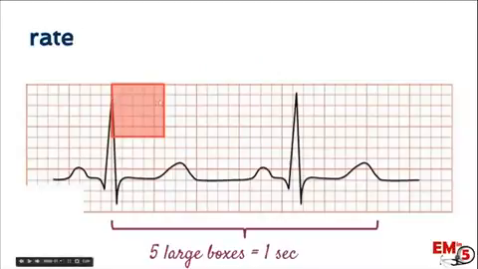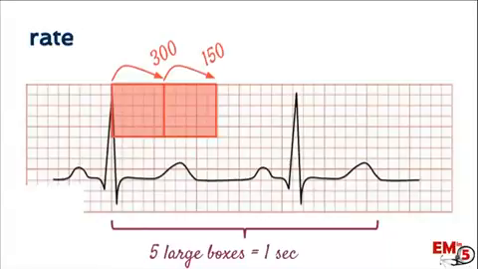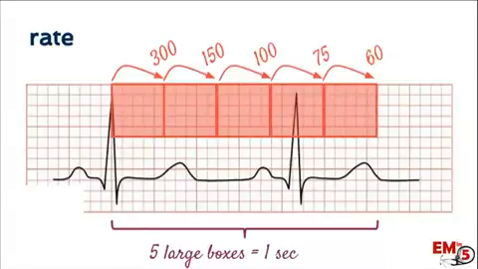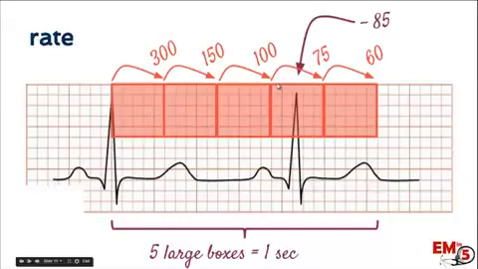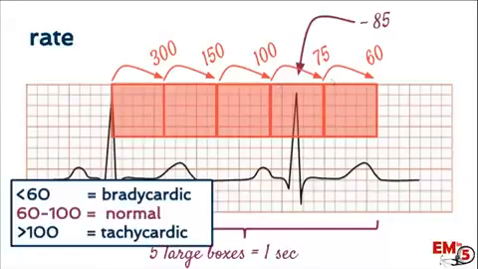So let's say our waves were actually only one box apart. That would be a rate of 300, so that's pretty fast. What if they're 2 boxes apart? That would be 150. 3 boxes is 100, 75, 60, and so on. So let's practice with this EKG right here. So we have 300, 150, 100. Okay, it's somewhere between 100 and 75. Let's estimate that that's 85, and there you go, we're done. And so normal would be between 60 and 100, with bradycardic being less than 60 and tachycardic greater than 100.